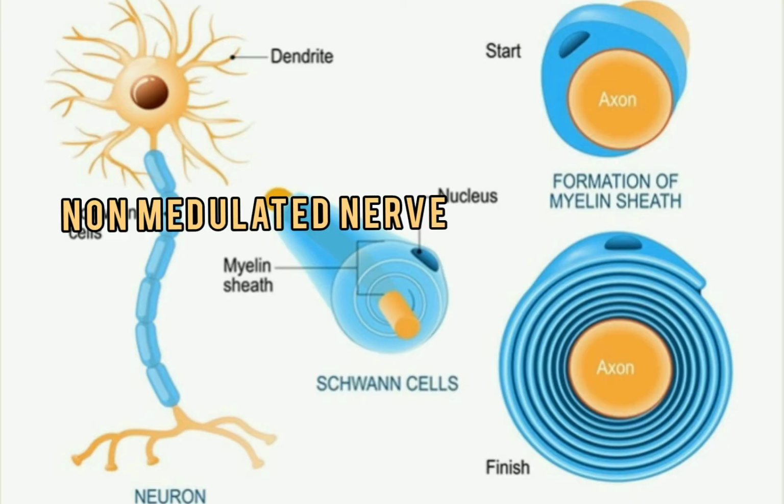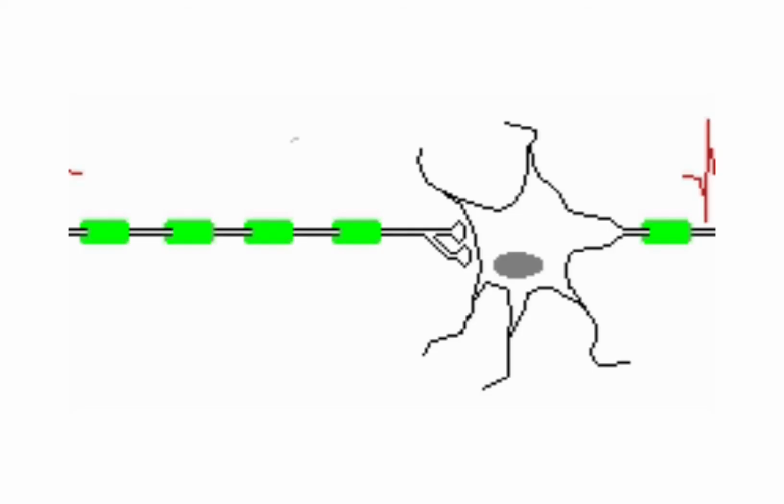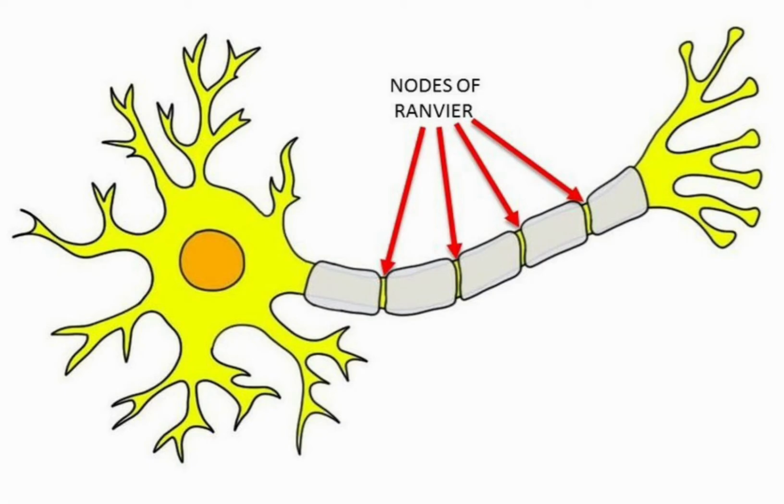Now, this medullary sheath or myelinated sheath at various intervals of the axon meet at one point, and here the medullary sheath is absent. This place is called node of Ranvier.